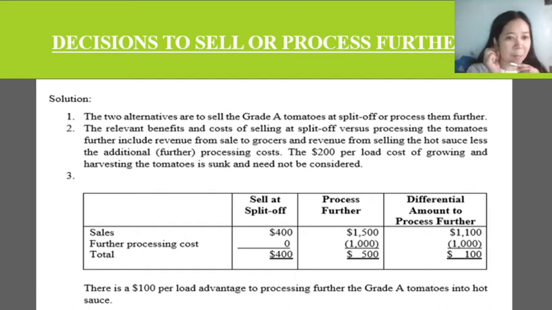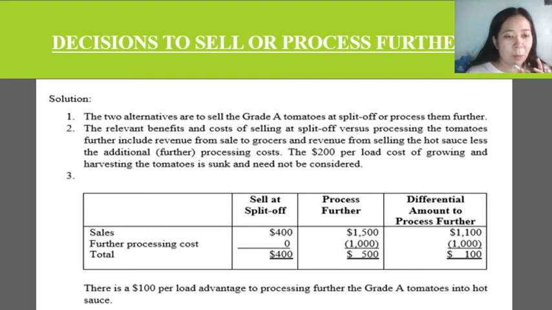Okay, for number 3, which alternative is best and by how much? So here, if you could see, if we sell the tomatoes at split off as it is to the grocers, our sales or benefit will be $400. In this case, we have no other cost. So the relevant thing that we can consider here is the revenue of $400 and no additional processing cost.